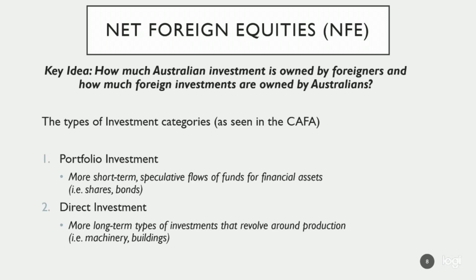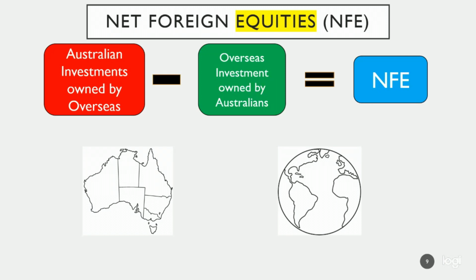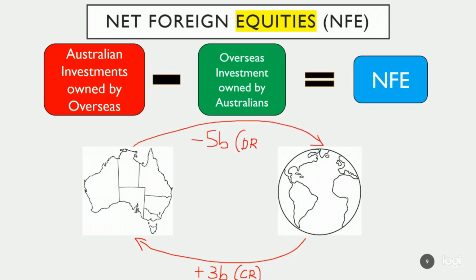And so let's do a visualization of what this all looks like. So once again, looking at a similar type of diagram, Australian investments owned by overseas, which means that we're receiving an inflow of money. And then we subtract the overseas investments owned by Australians, which is ultimately going to be outflows because we're purchasing overseas equity. And so through this hypothetical situation, what we're going to calculate is that the net foreign equities is going to equal negative 2 billion. And so what this is signifying is that on average, we're actually spending a net total more in other countries than we are receiving investments from foreigners.